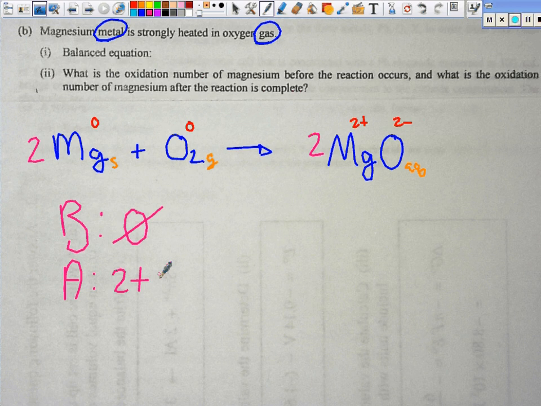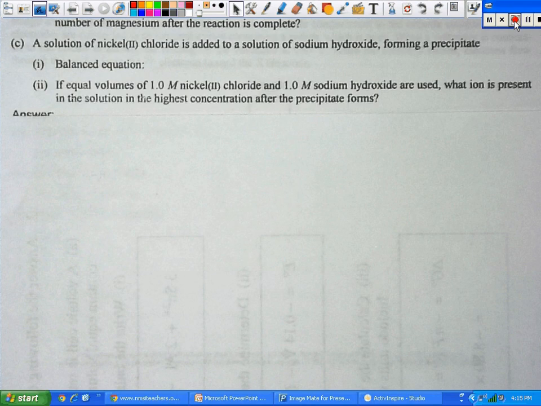Okay, so I'm going to move on to C. I'm going to have to pause the video to move this. All right, so last one. A solution of nickel 2 chloride is added to a solution of sodium hydroxide, forming a, ding, ding, ding, keyword, precipitate. We're looking for a solid. As soon as they say solid, you're going to know that you're going to have to get something that's a whole compound. You're going to have to get something that creates it.